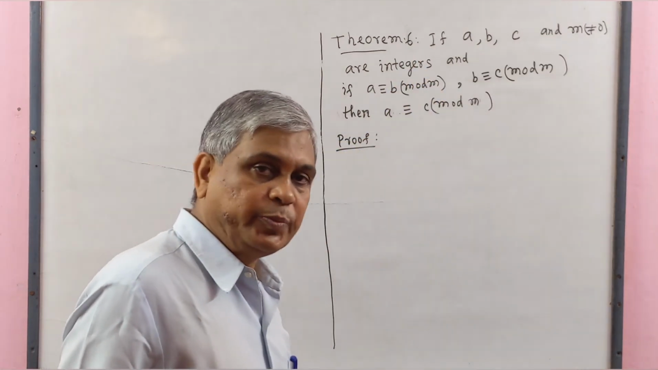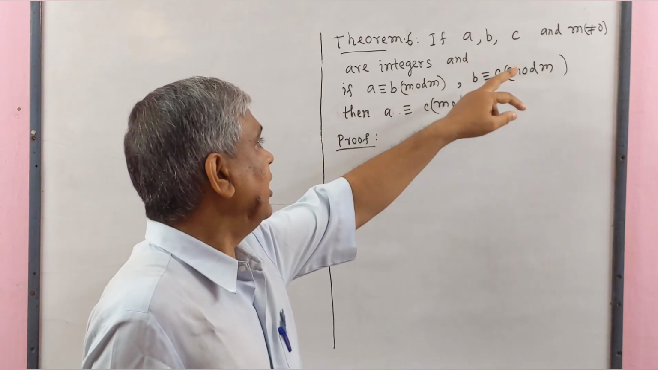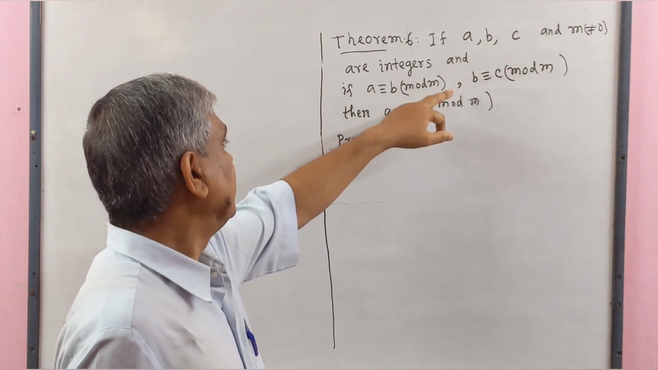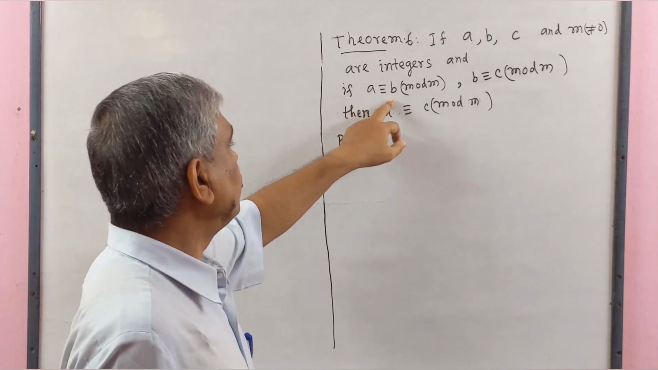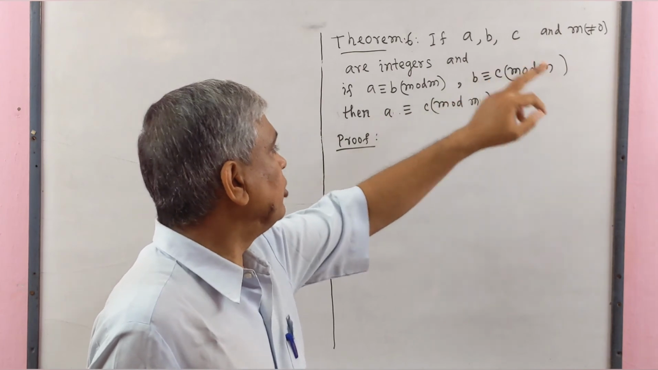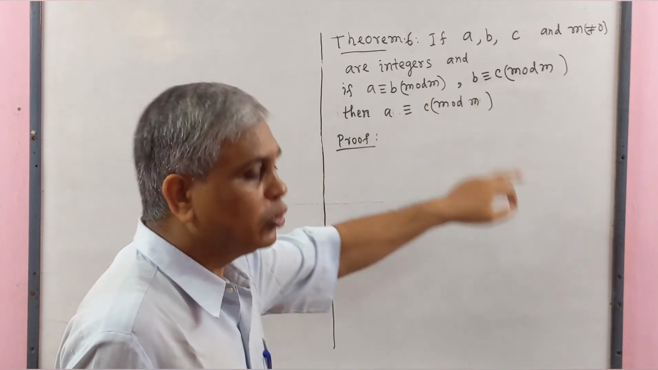Now we prove the next theorem. If a, b, c and m not equal to 0 are integers, and if a is congruent to b modulo m and b is congruent to c modulo m, then a is congruent to c modulo m.